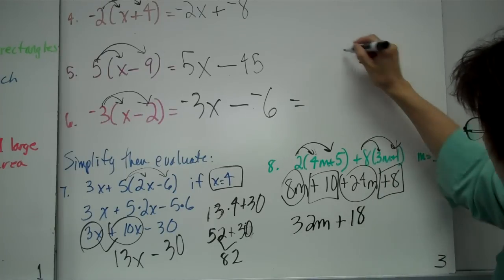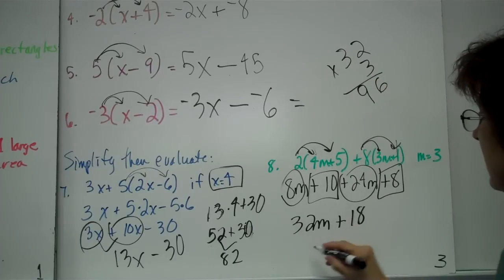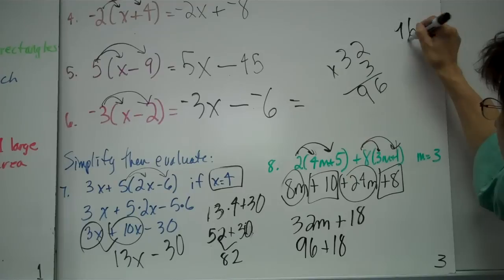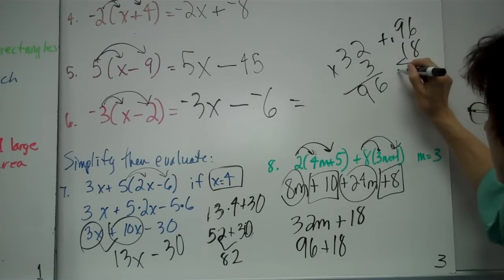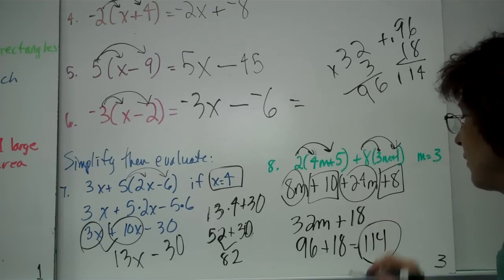My m is 3, so I do 32 times 3. It's going to be 96. So it's 96 plus 18, and if you need to do it over here, just do it on your piece of scrap paper. 96 plus 18, that's going to be 114, and that's your final answer for that.